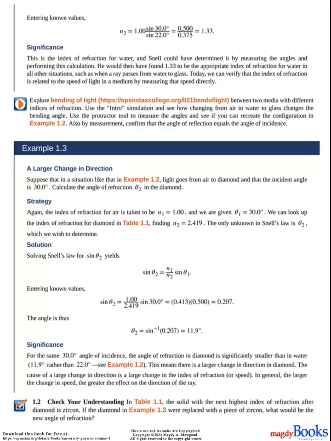1.2. Check your understanding. In table 1.1, the solid with the next highest index of refraction after diamond is zircon. If the diamond in example 1.3 were replaced with a piece of zircon, what would be the new angle of refraction?